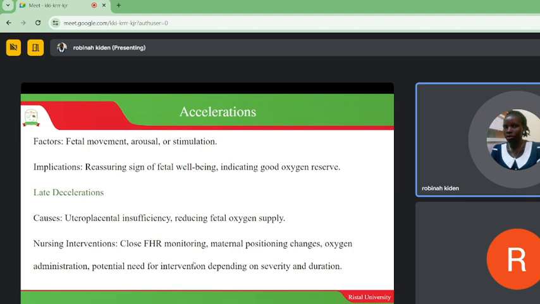So the nursing interventions that can be done: close monitoring of the fetal heart rate, then maternal positioning changes, because maybe the mother has lied on a side that does not allow the fetus to get enough oxygen. For instance, the cord may have been compressed because of the way she has laid herself, so this can lead to that. Then oxygen administration, oxygen can be administered to the mother. Potential need for intervention depending on severity and the duration.